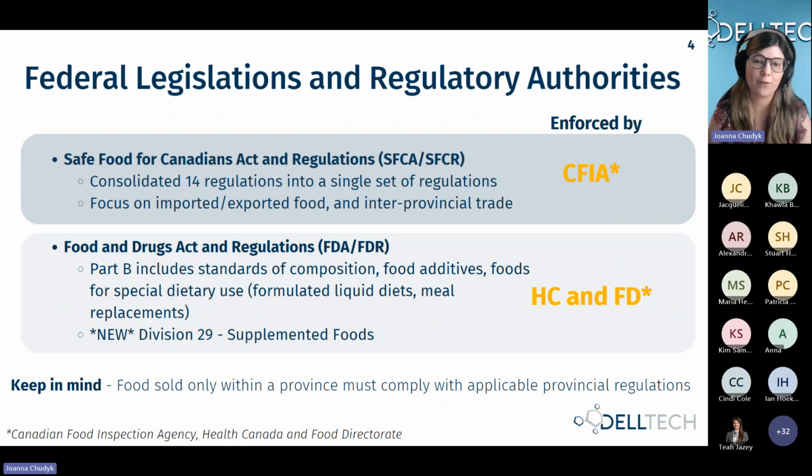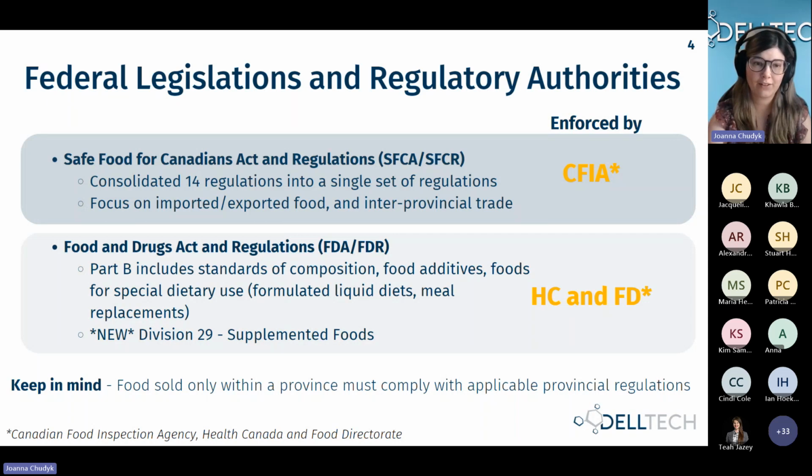And this is where you'll find information on the nutrition facts table, claims, and what's acceptable to put on your label, food allergens, so what the priority food allergens are in Canada and what type of labeling requirements there are for each one, and expiration date requirements. So all of that information is encompassed in the Food and Drugs Act.